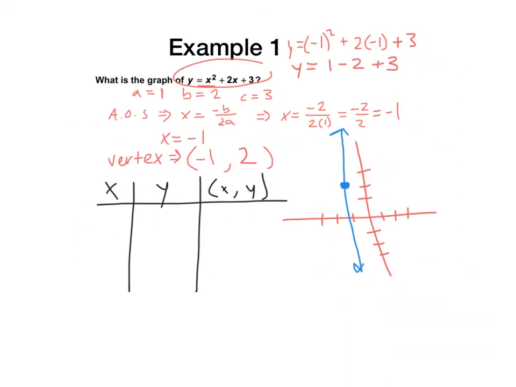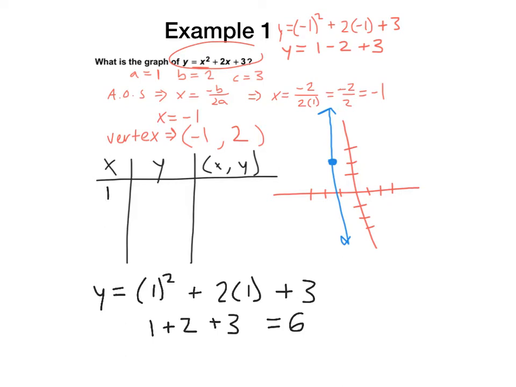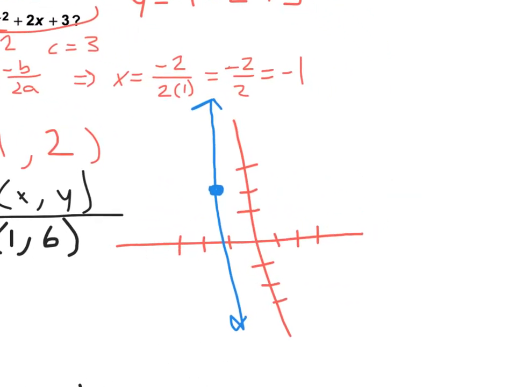1. So now we have y is equal to 1 squared plus 2 times 1 plus 3. So what's 1 squared? And what's 2 times 1? And then we have a plus 3. So we have 1 plus 2 plus 3, which is 6. So when we plug in 1, we get 6. So our first point is going to be 1, 6. So we're going to go to our graph. We're going to go to the right 1 and up 6.